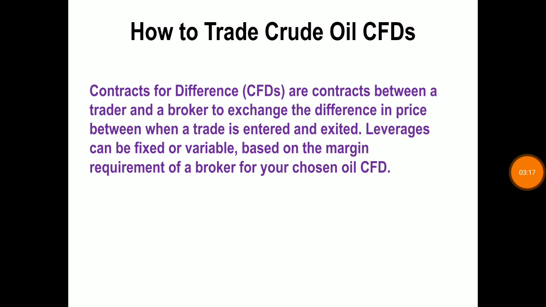So now let us know how to trade crude oil CFDs. CFDs are nothing but contracts for difference. A contract for difference is a contract between a trader and a broker to exchange the difference in the price between when the trade is entered and exited. Leverage can be fixed or variable based on the margin requirement of the broker for your chosen oil CFD. A crude oil CFD order can be for as little as 25 barrels, compared to 100 barrels for the standard futures contract.